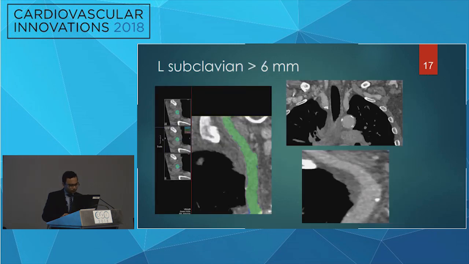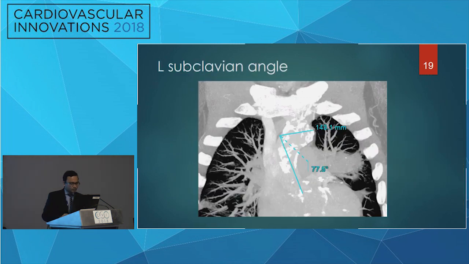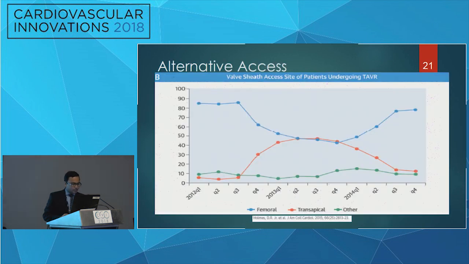And we evaluated the left subclavian artery for access because of the bad peripheral vascular disease. It was found to have greater than 6 millimeters on the left side. That's her axillary dimensions, 9 cross 10 with no calcium. There's an angle from approaching from the subclavian artery. There's the overall diameters here, annular size 590, coronary heights are okay, and the dimensions of external iliac on the right and left both are not favorable.